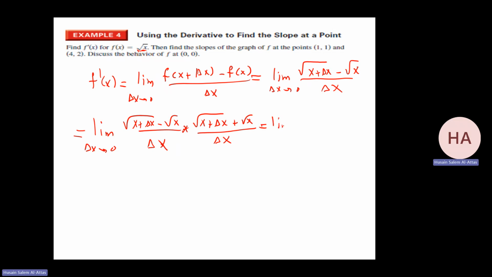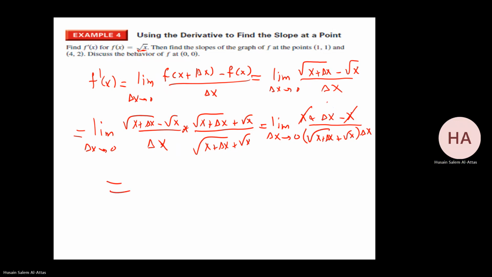What will be that? The limit as delta x goes to 0 of x plus delta x minus x, over the square root of x plus delta x plus the square root of x, multiplied by delta x. This is cancelled, so delta x is also gone.